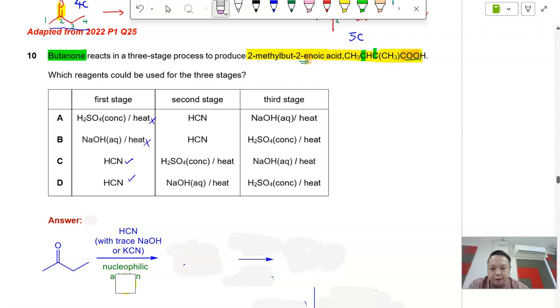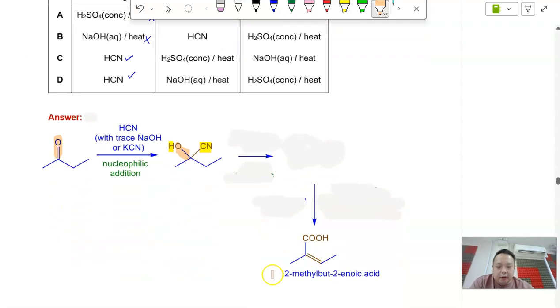With HCN, you have your nucleophilic addition reaction. You basically add an H and CN across the C=O double bond. So this is where the C=O double bond was previously. You add an H and CN across the C=O double bond. Alright, next. Eventually, we want to get to our 2-methyl-butenoic acid.